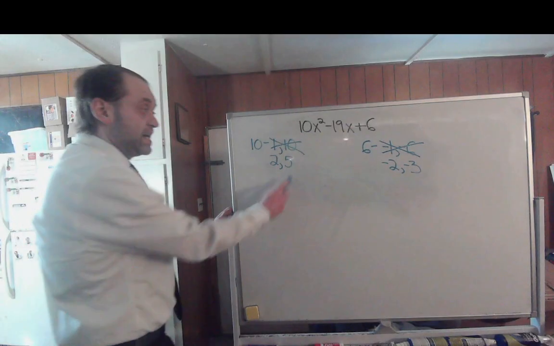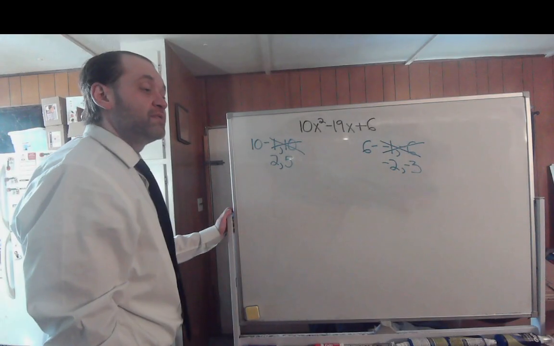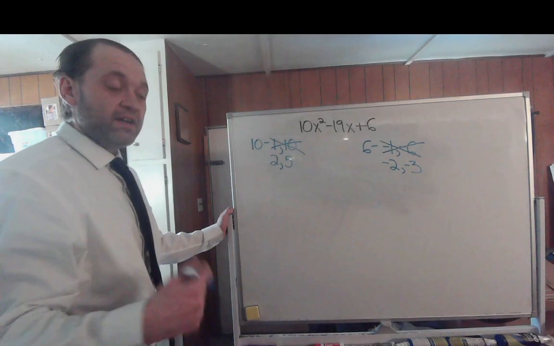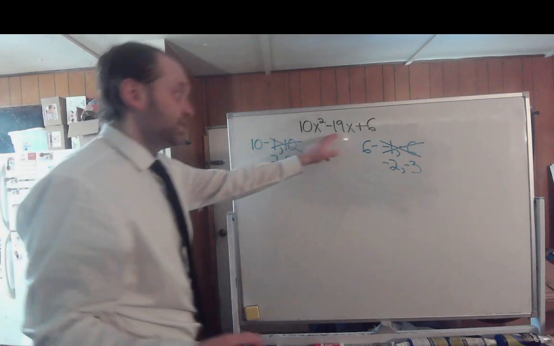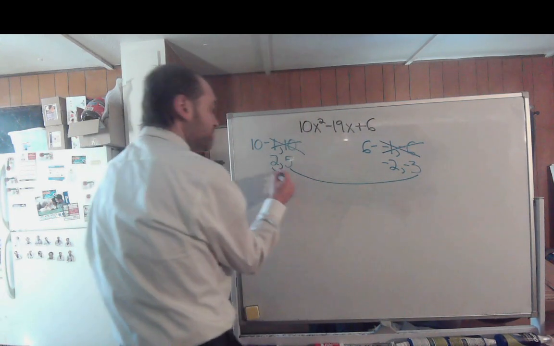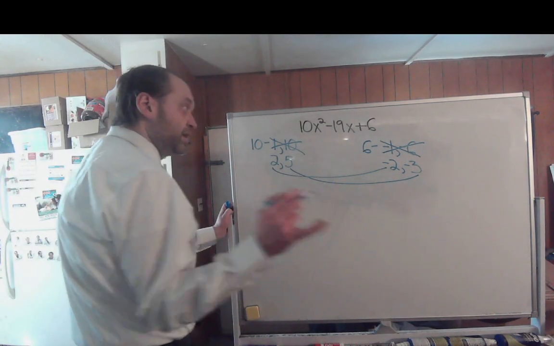So if I take 5 times -3, what do I get? I get -15. Plus 2 times -2 is -4. -15 minus 4 is -19. We found a winner. So you'll take 5 times -3 and then 2 times -2. So now we know we can factor this.